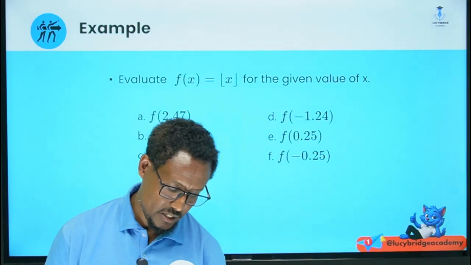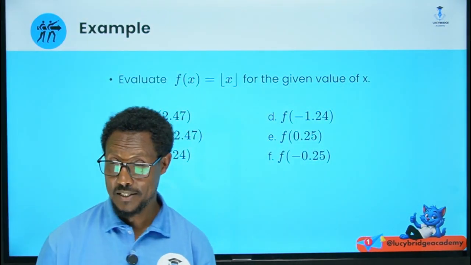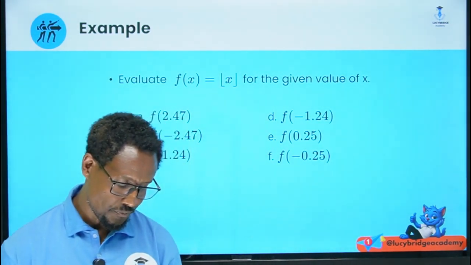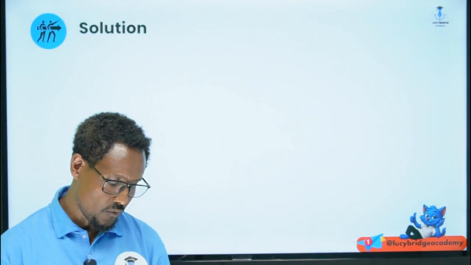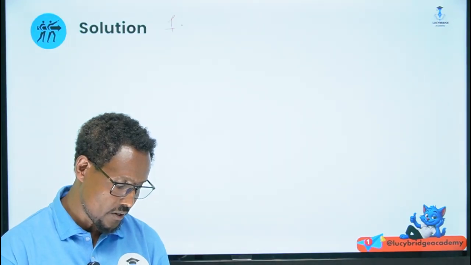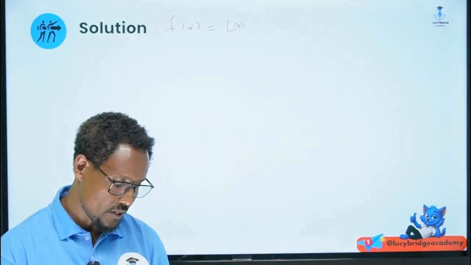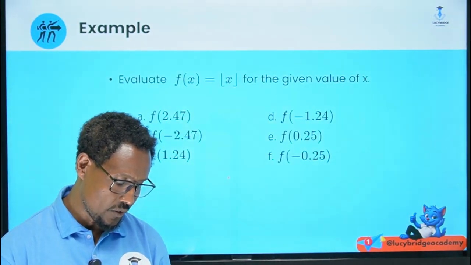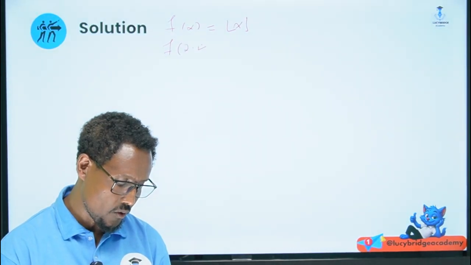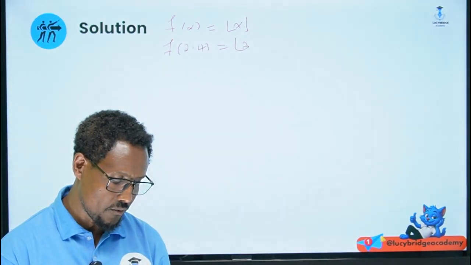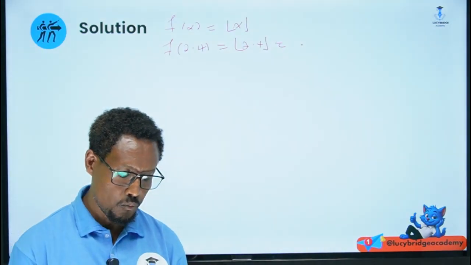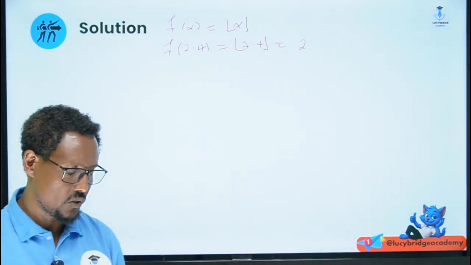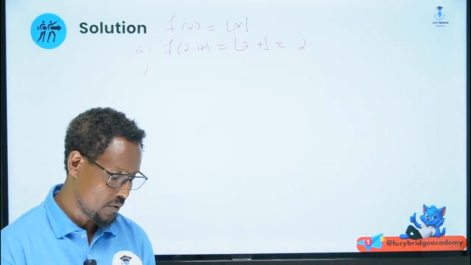Evaluate f of x, which is equal to the floor of x, or the greatest integer less than or equal to x, for the given values of x. Our function is f of x equals floor of x. So we are asked to find f of 2.4. The floor of 2.4 is, as we know, 2. That means the greatest integer less than or equal to 2.4 is 2. This is A. What about B?